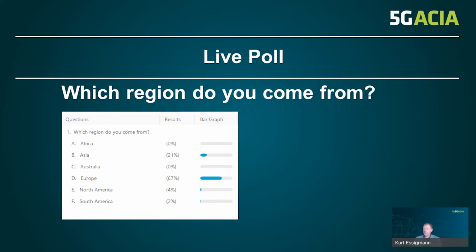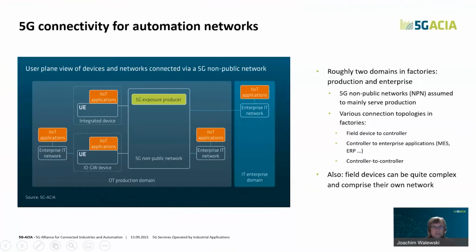Thanks a lot. And then before we are digging into the actual exposure use cases and the architecture of the exposure, I would like to ask Joachim Walewski to come in and explain a bit how 5G is actually today and in future integrated with automation networks. Joachim, please. Thank you, Kurt. So if I could get the next slide. Yeah, thank you. So this is quite a busy picture, and I will take you through this step by step.